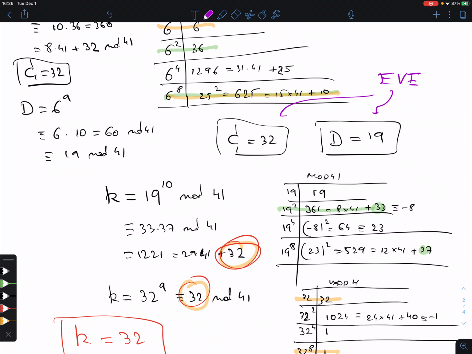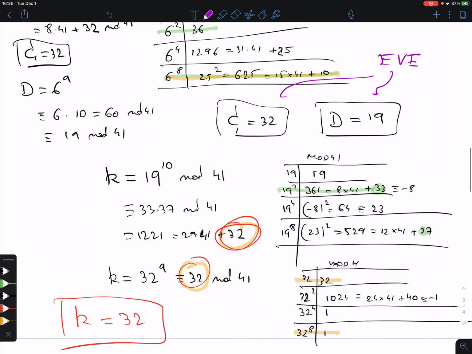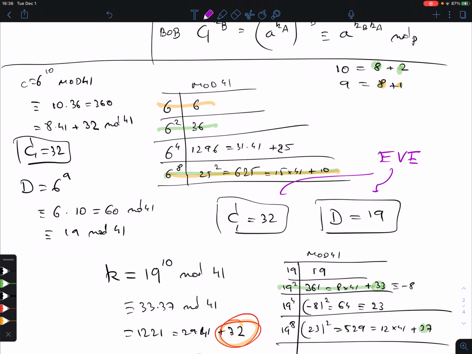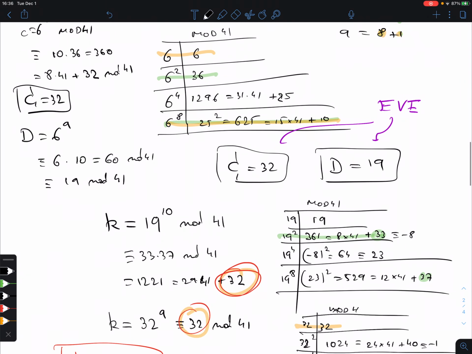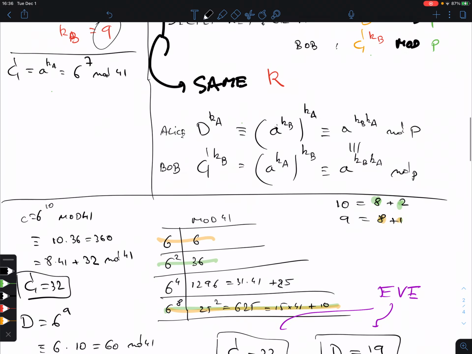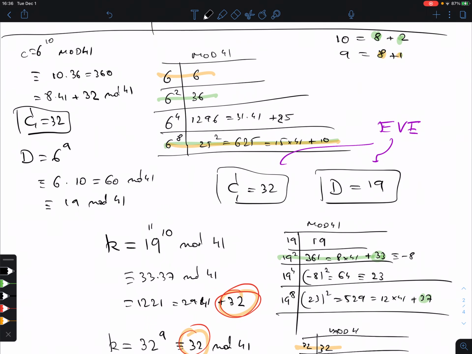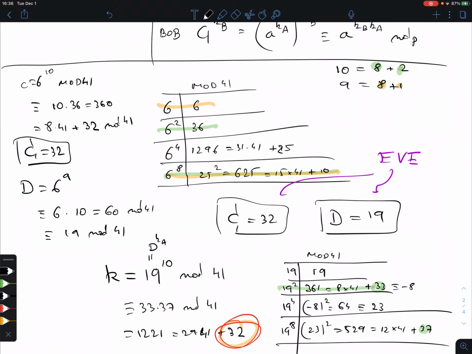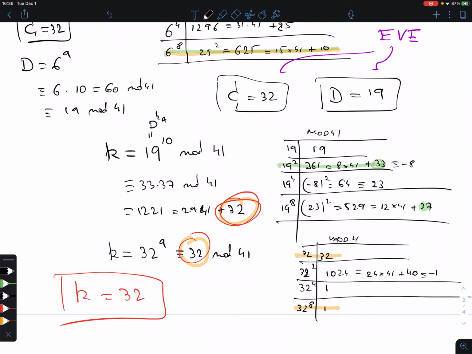Well, it's simple, she says. I just need to calculate C to the power. Remember, I should have written this down here. So this was, remember, this 19. This was D to the power Ka, right? And this was C to the power Kb.